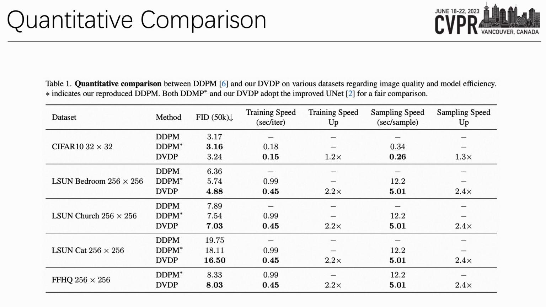Here are quantitative results on CIFAR-10 and other 256 resolution datasets. The results show that our proposed DVDP achieves better FID scores on all of the 256 datasets, demonstrating an improved sample quality. Meanwhile, DVDP enjoys improved training and sampling speed. However, FID on CIFAR-10 is slightly worse than the baseline DDPM. This is reasonable considering the low resolution of CIFAR-10.